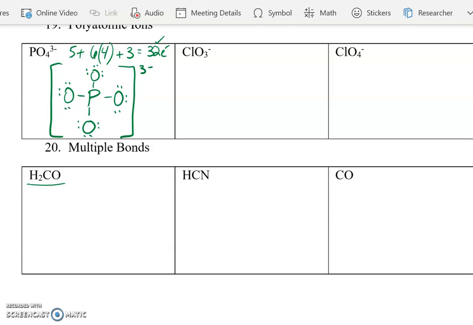So H2CO, let's do that one together. Hydrogens each have 1 valence electron. So there's 2 valence electrons there. Carbon has 4. Oxygen has 6. So that's 12 valence electrons total. Start with your least electronegative atom in the middle, carbon. It's going to have 2 hydrogens coming off of it, and an oxygen.